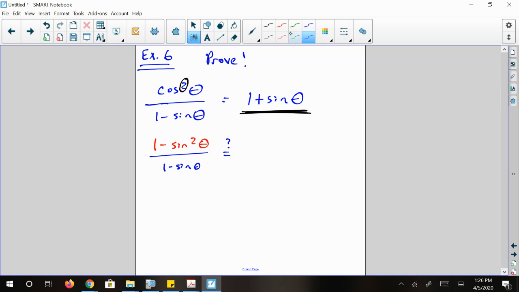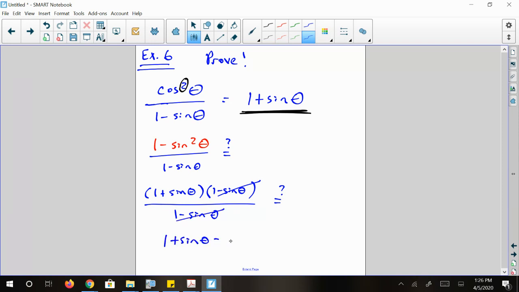1 minus sine squared is a difference of squares, a squared minus b squared. The a value is 1, so this becomes (1 plus sine of theta) times (1 minus sine of theta). I factored the top of this, and this is helpful because I now see that I can cancel these out. When I'm finished, I get 1 plus sine of theta equals 1 plus sine of theta, which is what I was trying to get all along. So I've finished this problem.